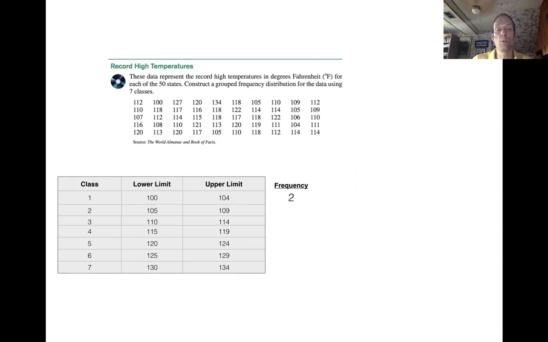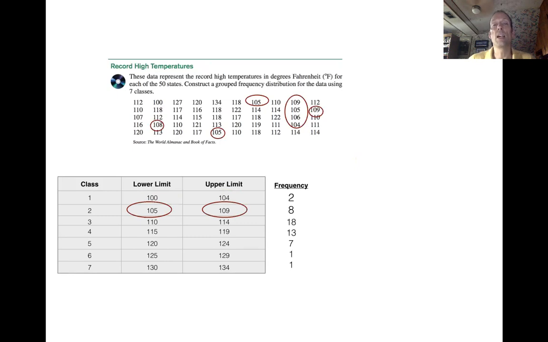For class 2, I need to know how many temperatures were between 105 and 109. And if I circle all those values, I end up with exactly 8. Now I'm going to do the same exact thing for all the other classes. And in the end, I've got a column with everything I need to know.